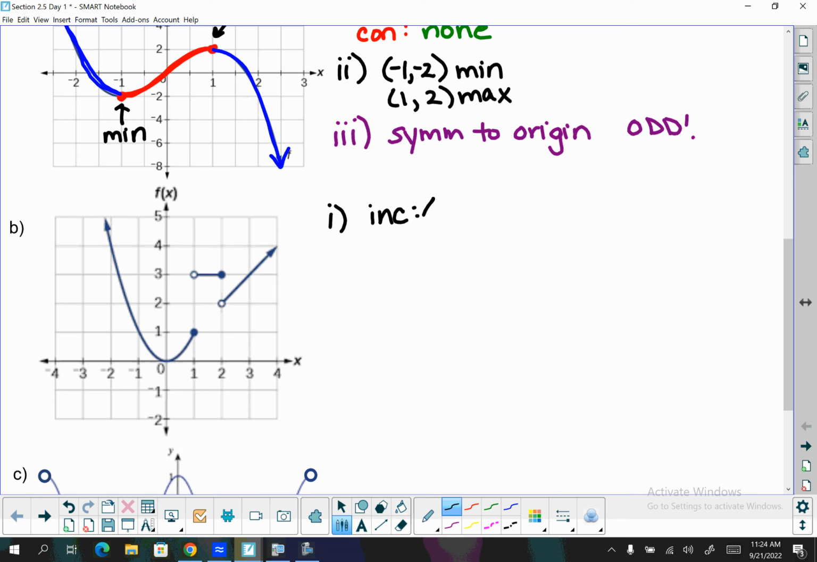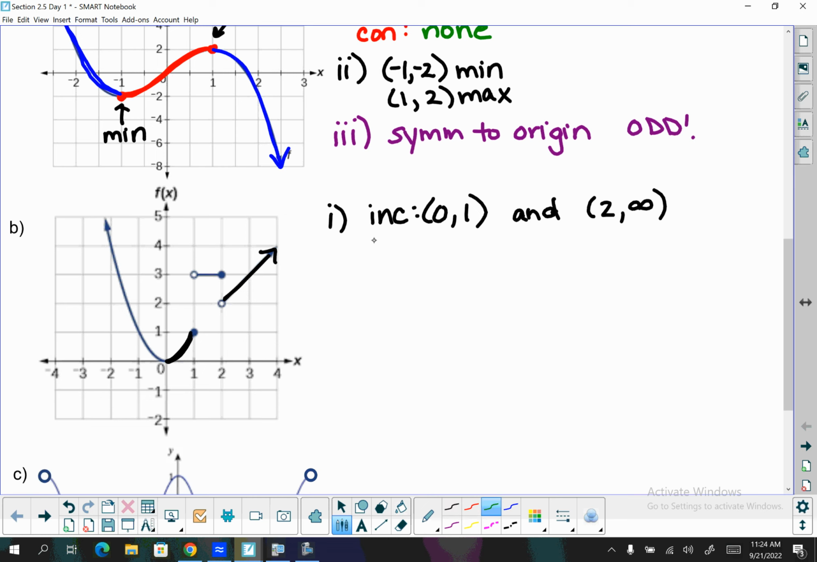0 to 1. Perfect. Okay, that's that little guy there. Is there anywhere else where this graph is increasing? Yep, and that guy right there. 2 to positive infinity. Perfect.